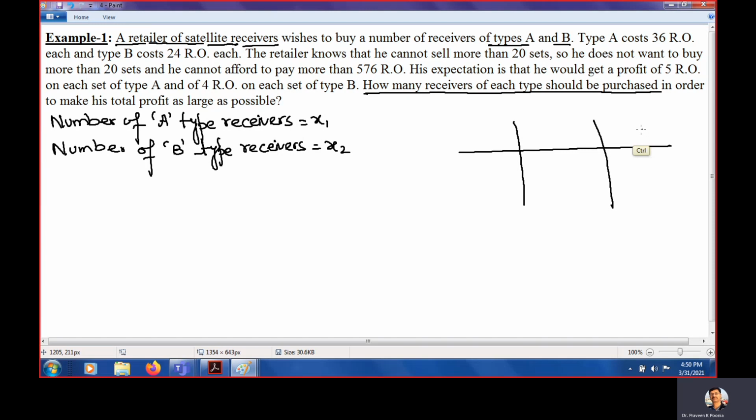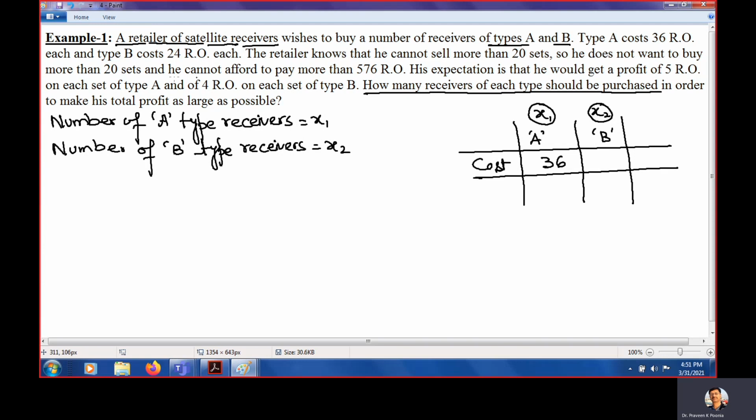And what are we going to do in this table? In this table, we are going to write everything. This is A type receivers. How many A type receivers? X1. This is B type receivers. How many B type receivers? It is X2. Now read the next line. Type A receiver cost means here cost. First line is we are writing for cost. So A type receiver cost is 36 real and B type receiver cost is 24 real. This is clear. Now there is another condition.